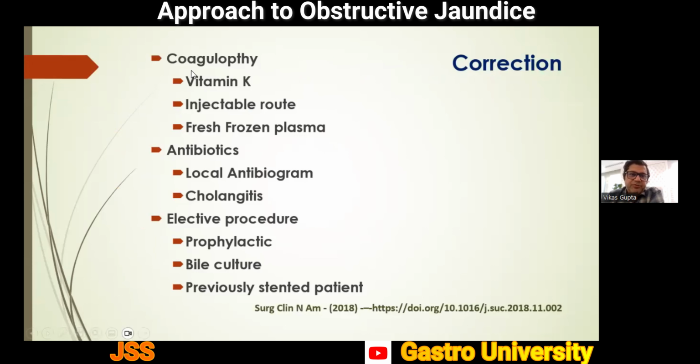All these patients, before any intervention, need correction of coagulopathy and use of antibiotics. For elective procedures, coagulopathy is corrected with vitamin K by the injectable route, and fresh frozen plasma if the coagulopathy still persists after vitamin K. Antibiotics are based on the local antibiogram, and all cholangitis patients need to be treated. For elective procedures, we need to give only prophylactic antibiotics, and we always send the bile for culture. And if a patient has been previously stented, we can give antibiotics for a longer period of time.